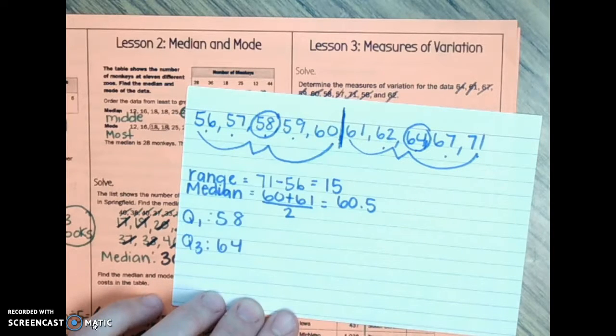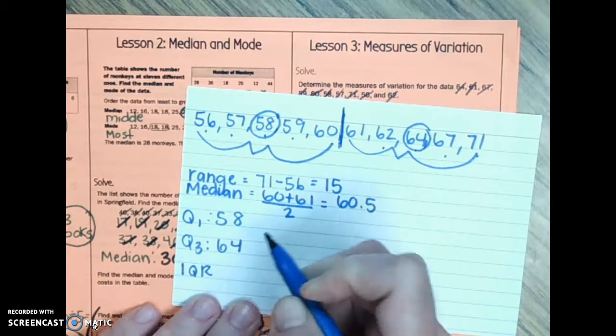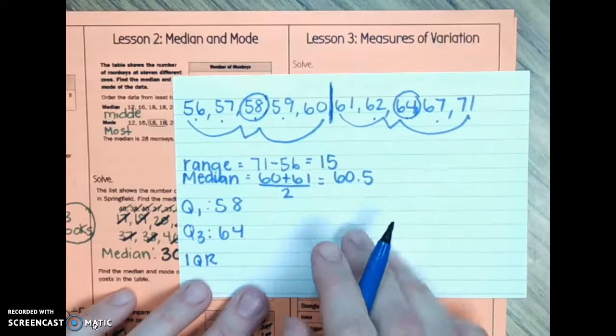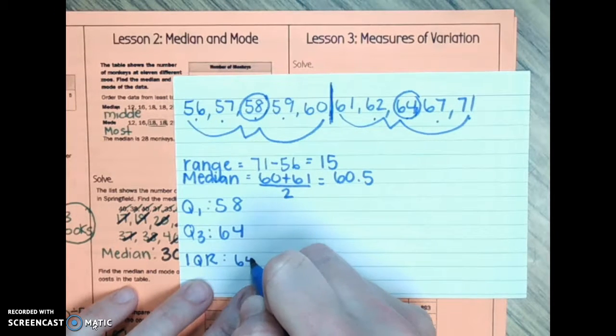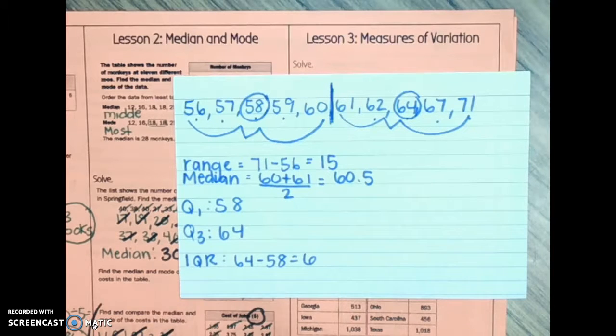Then to find the interquartile range, which we're going to just write down as IQR, it's the distance between Q3 and Q1. So 64 minus 58 equals 6. And so we have to find 1, 2, 3, 4, 5 things. The biggest thing that you need to make sure you're doing is put them in order from least to greatest.